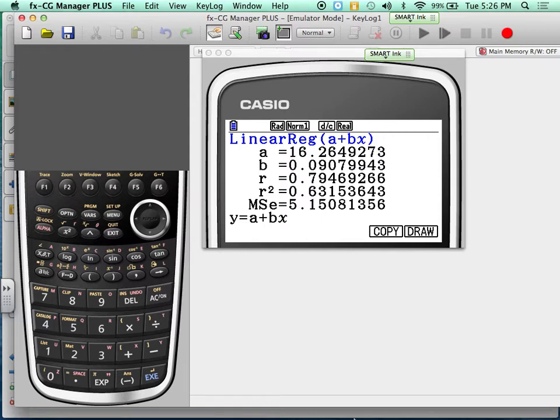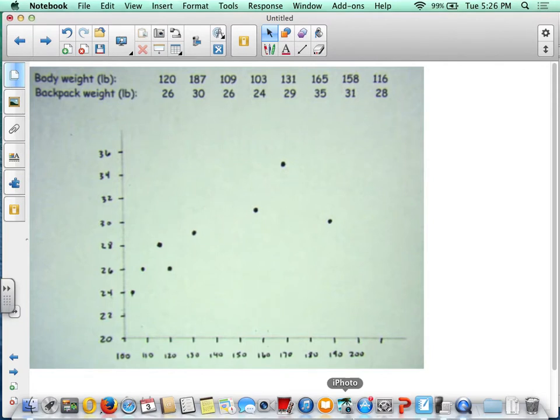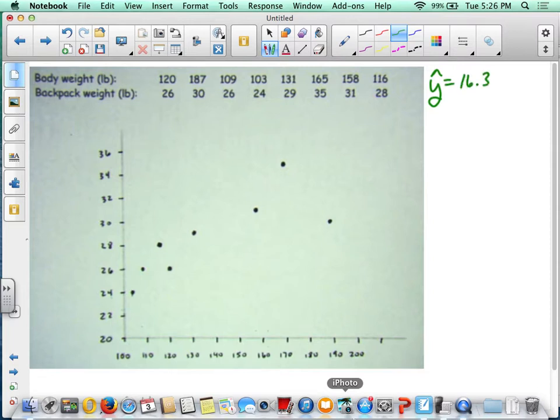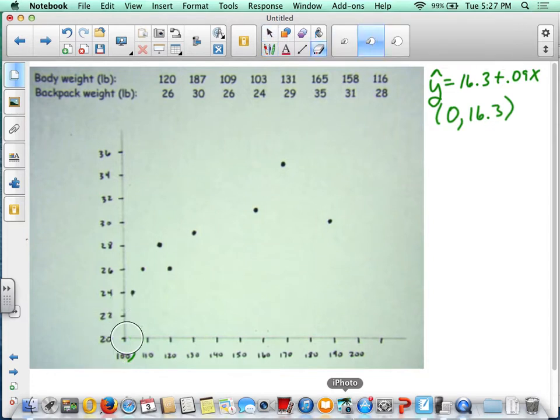All right, so we've already gone over this. So my equation of the line is y hat equals 16.3 plus 0.09x. That's the equation of the line. However, the y-intercept would normally be 0, 16.3. But as we've discussed earlier, we only have the 100 and the 20 as our minimum values on our x and y axis.